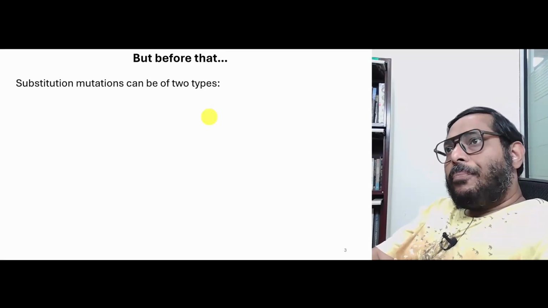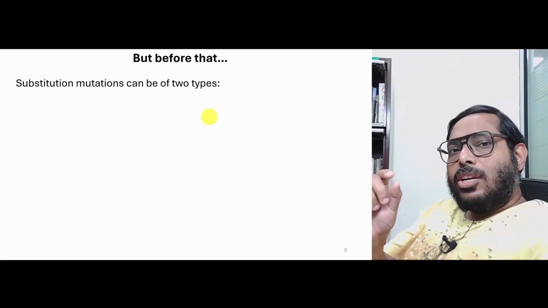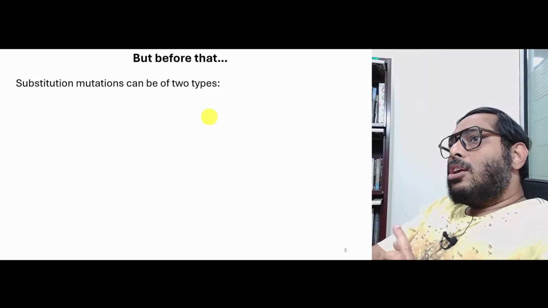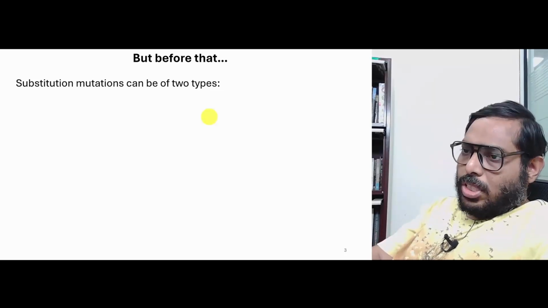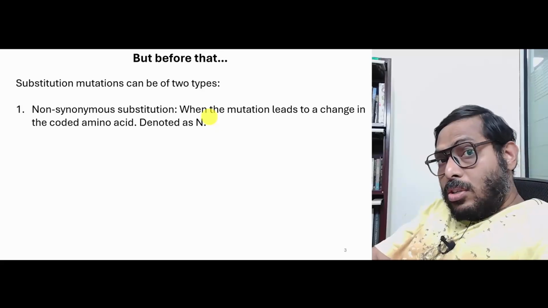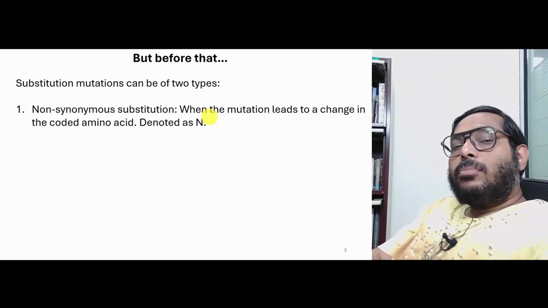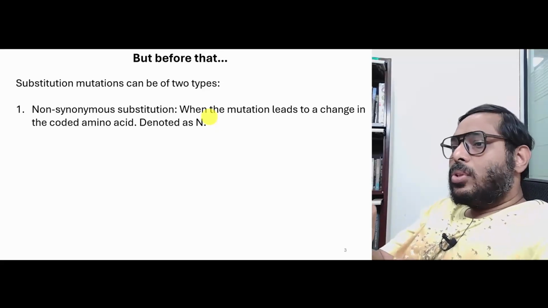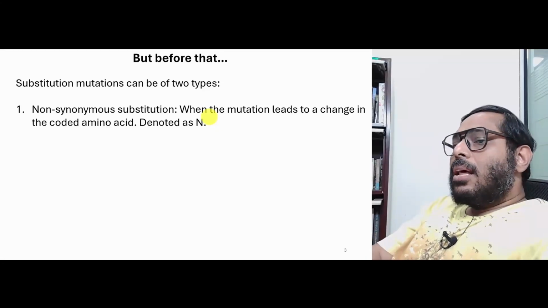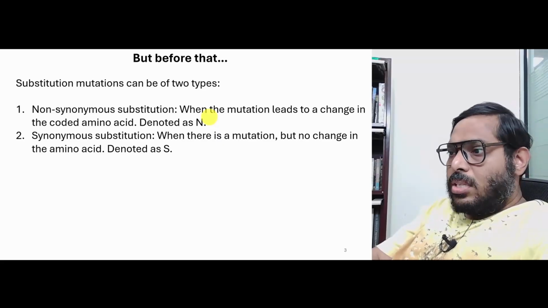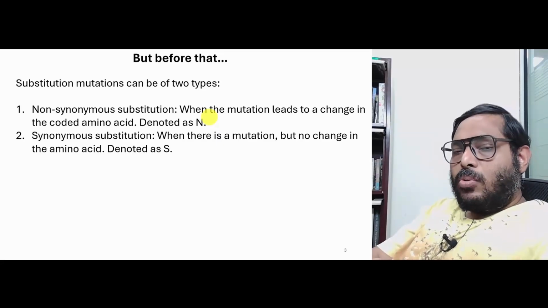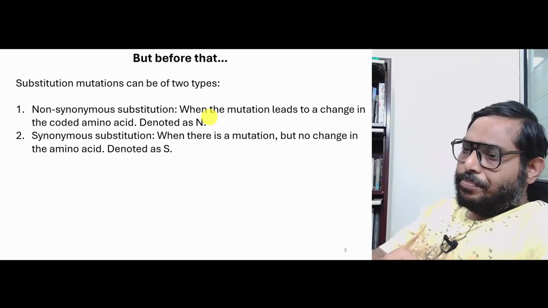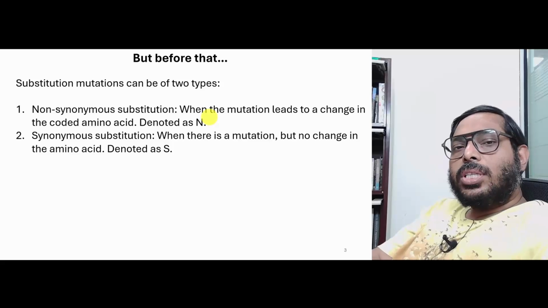So, remember that when you have mutations that lead to substitution of a base, transition or transversion, there are two kinds of mutations that are possible. One is what are known as non-synonymous mutations, where because of the mutation the amino acid that is incorporated into the protein changes. These are denoted as N. The other are the so-called synonymous substitutions, wherein there is a mutation, you can see it in the gene, but it does not lead to a change in the protein structure. Now, why do synonymous mutations happen?